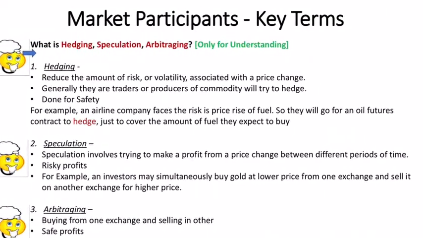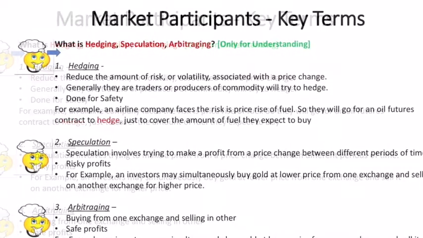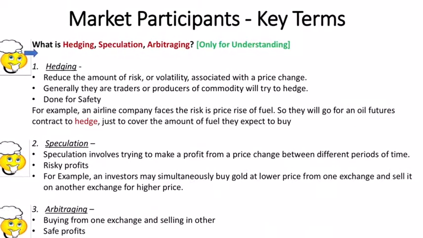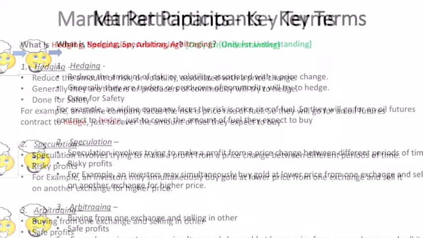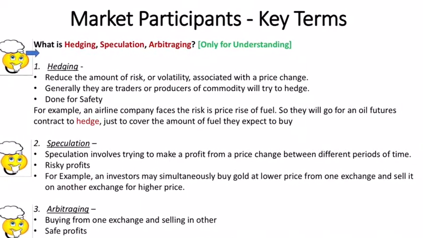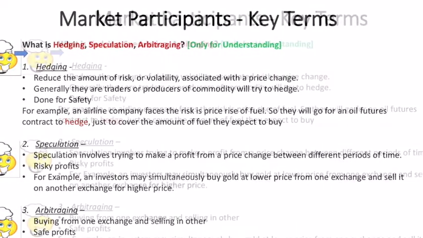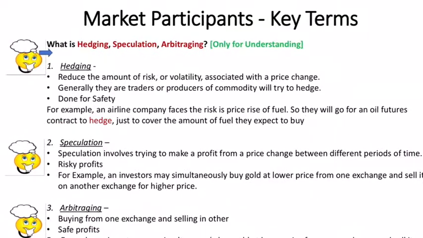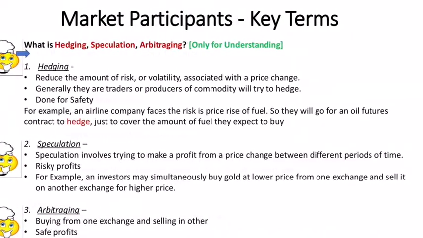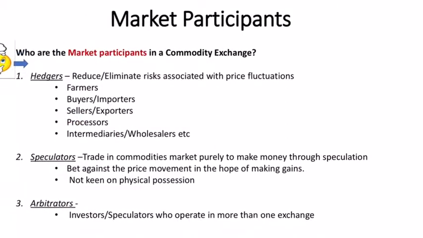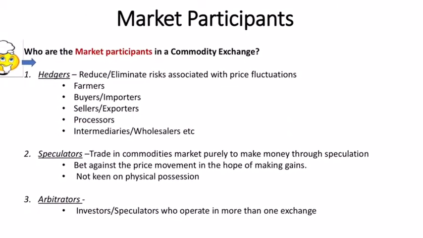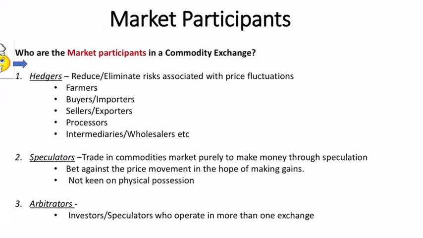So hedging means to reduce risk. Speculation is purely an activity to make profit. Arbitraging is also like speculation, but people who get into this activity operate in multiple exchanges and make profits. Okay? Now, having understood this, let us understand all the people who are there within a commodity exchange. So, obviously, as we discussed just now, there are hedgers. Who are hedgers? People who want to reduce risk. So, who are they typically?